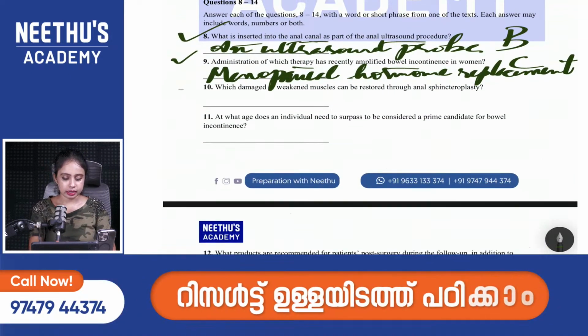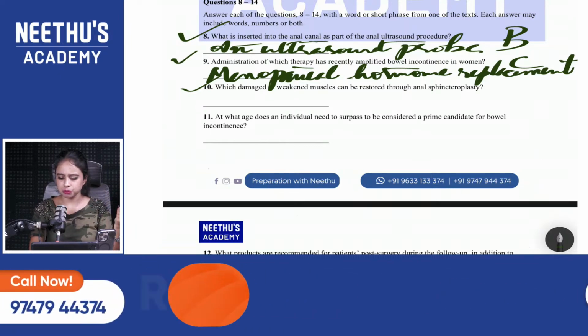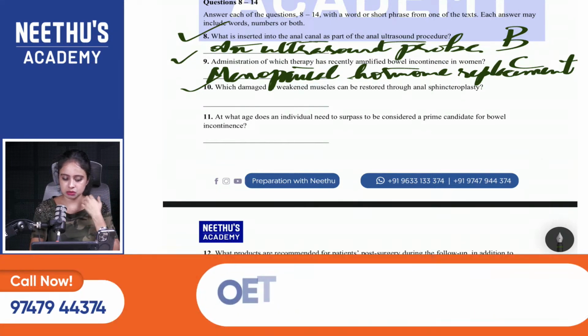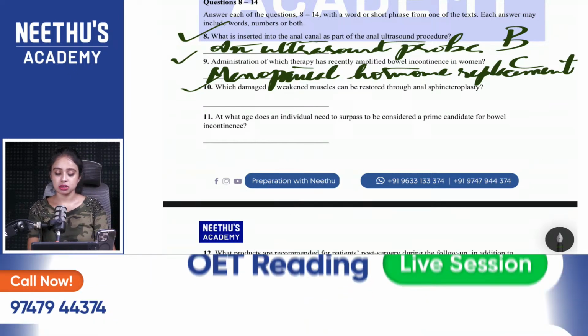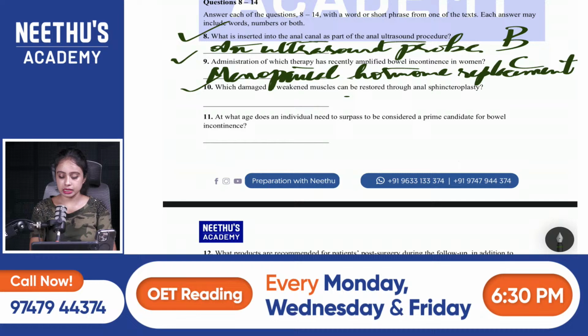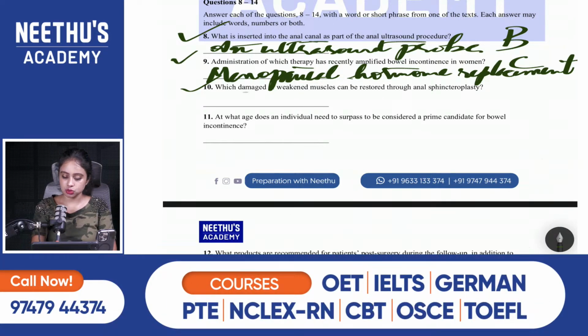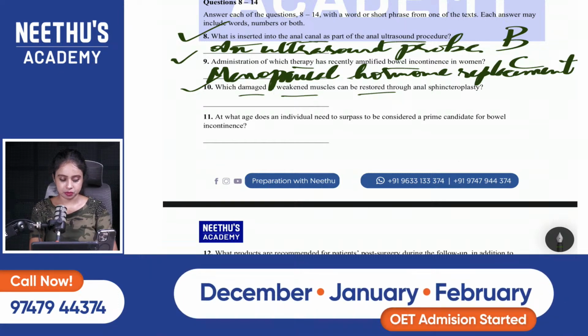Then the tenth one. Yes, Athira, right answer. Athira, therapy is already mentioned here, so you don't have to repeat it. If you write therapy, there will be four words. You can write a maximum of three words. Then the tenth one. Which damaged or weakened muscles can be restored through anal sphincteroplasty? So damaged, weakened, restored. Which damaged, weakened muscle?